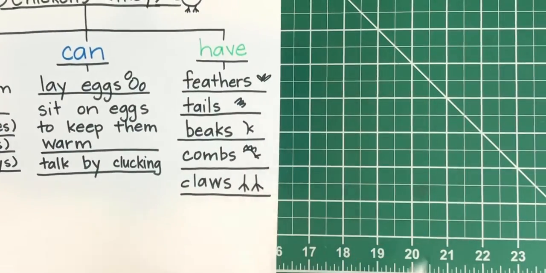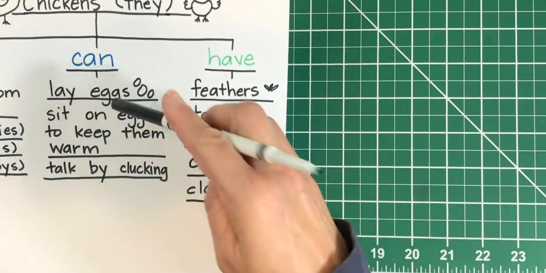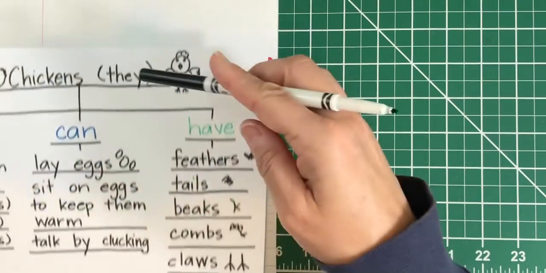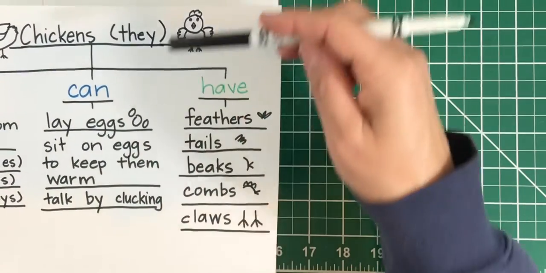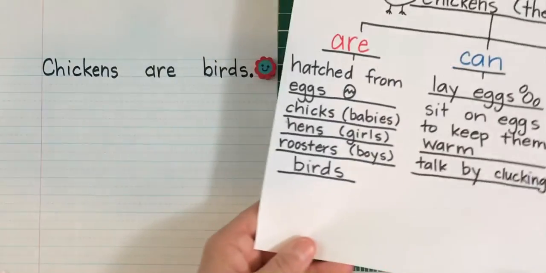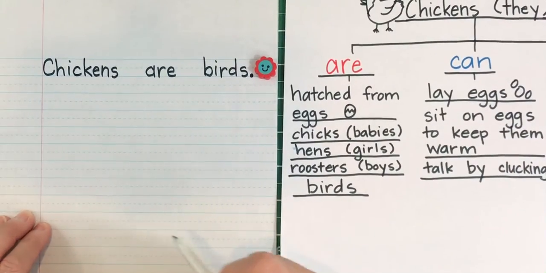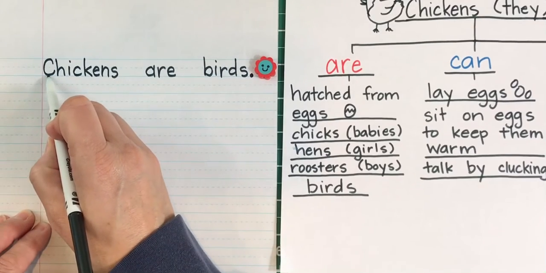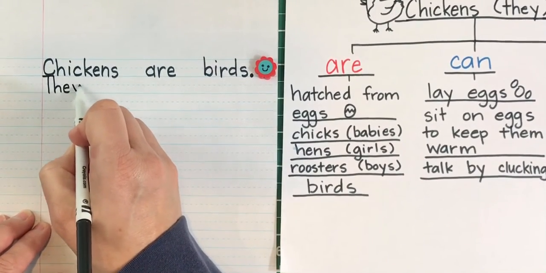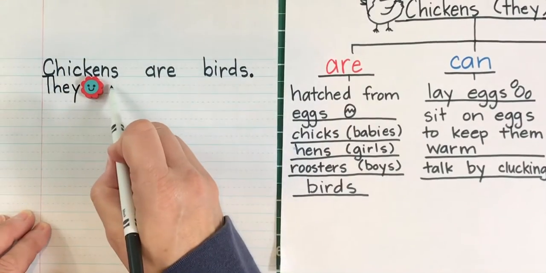I think I'm going to say, they can lay eggs. I don't want to say chickens again since I just said chickens. I'll say they can lay eggs. They here has a lowercase t. I want to make sure I start my sentence with a capital T. So they is the word the, and then I add a Y. They can.